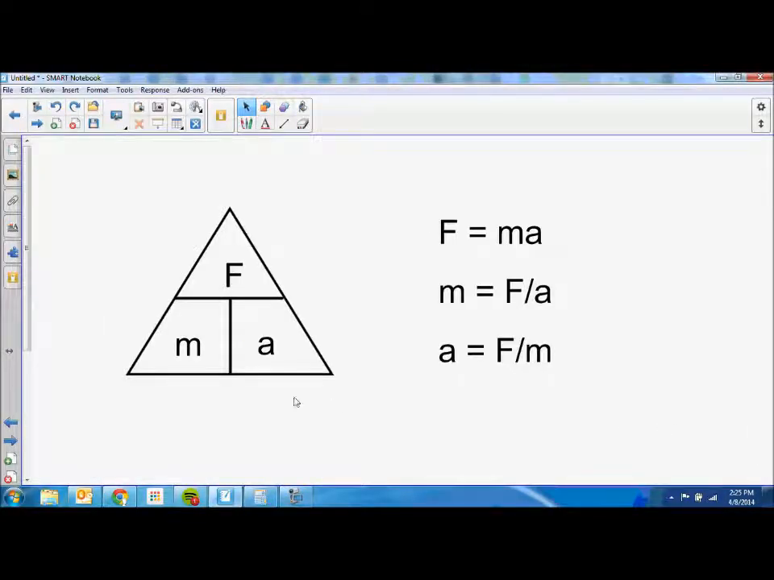So using our STD chart, we can manipulate this equation any way we need to. For example, if we know that force equals mass times acceleration, well, if we need to find the mass, we just take mass equals force divided by acceleration. And if we need to find out the acceleration, we take the force and divide it by the mass.